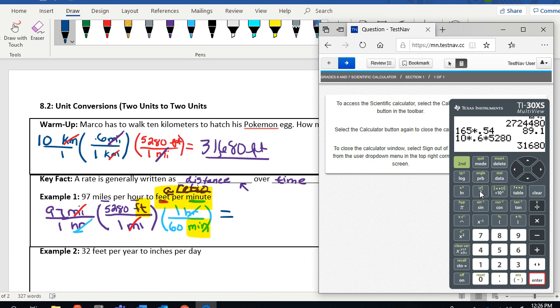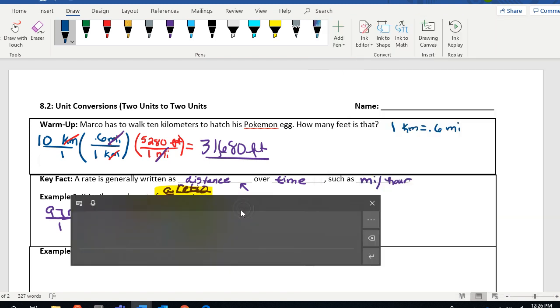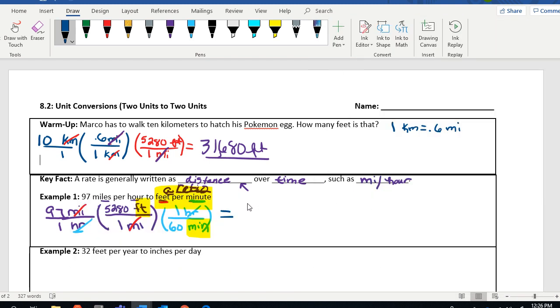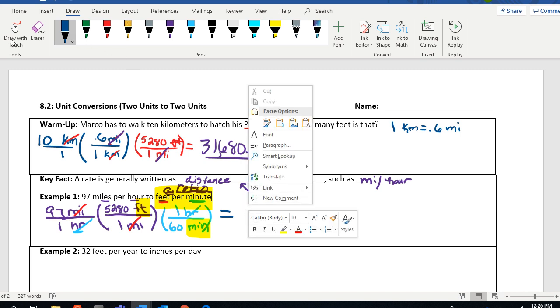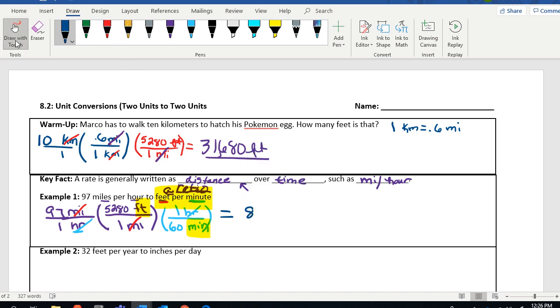Sorry. All right, so I'm going to put N over D, 97 times 5,280. And there's a times 1. I'm going to ignore that, all over 60. And I'm ignoring the multiplying by 1. 8,536 feet per minute.